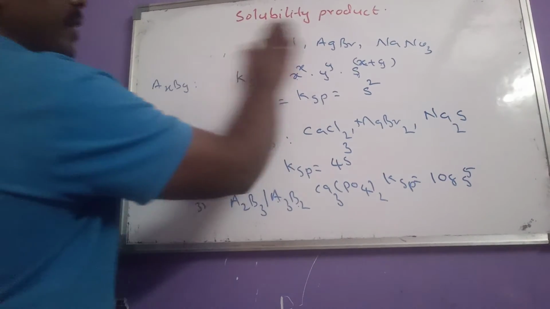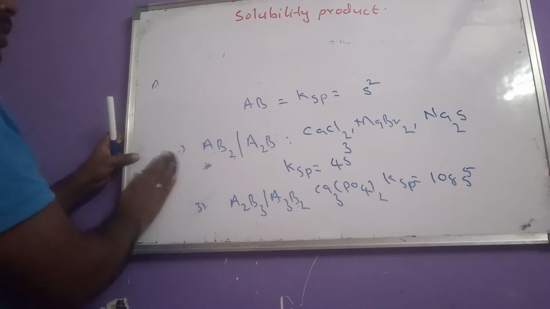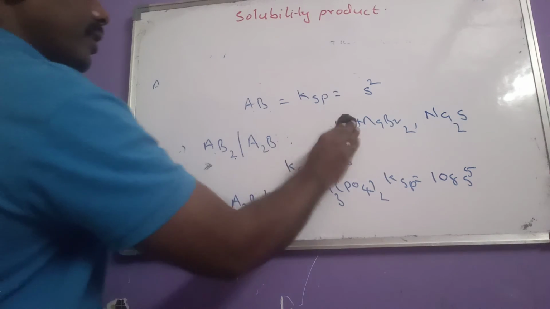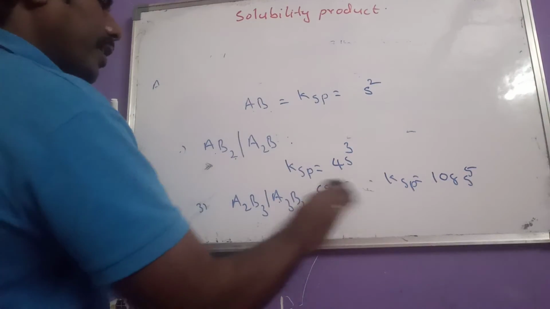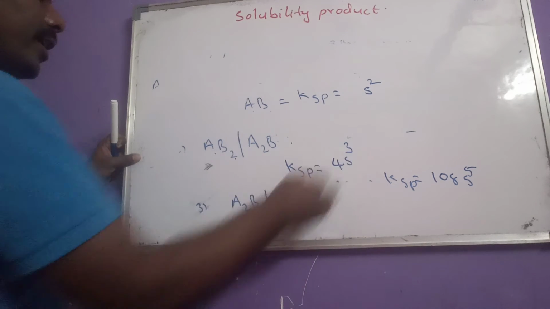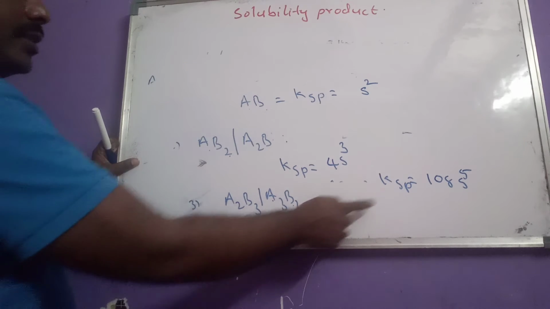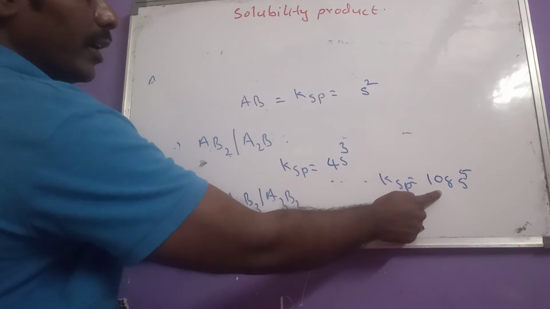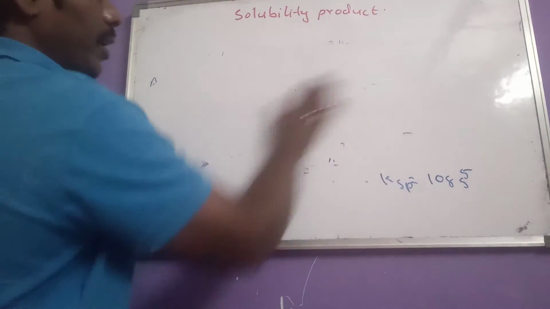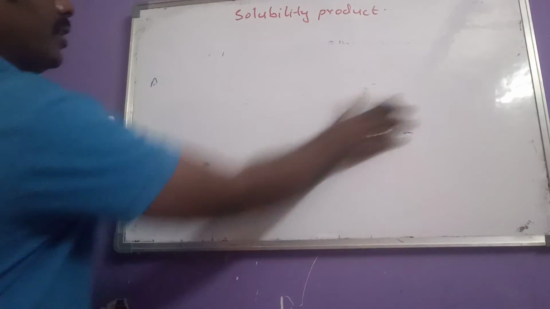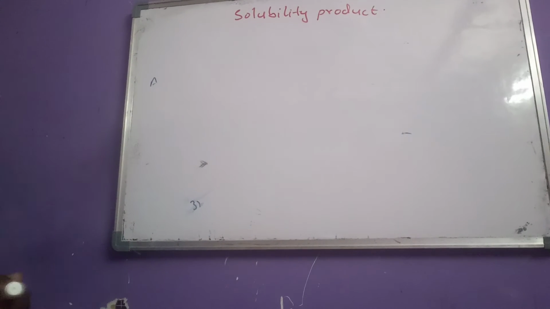So for AB type of salts, KSP is equal to which one? S square. For A2B or AB2 type of salts, what is the KSP formula? 4s cube. For A2B3 or A3B2 type of salts, KSP is equal to 108 s power 5. Now, let us go for the problems based on solubility product. Okay, let us see the first question here.